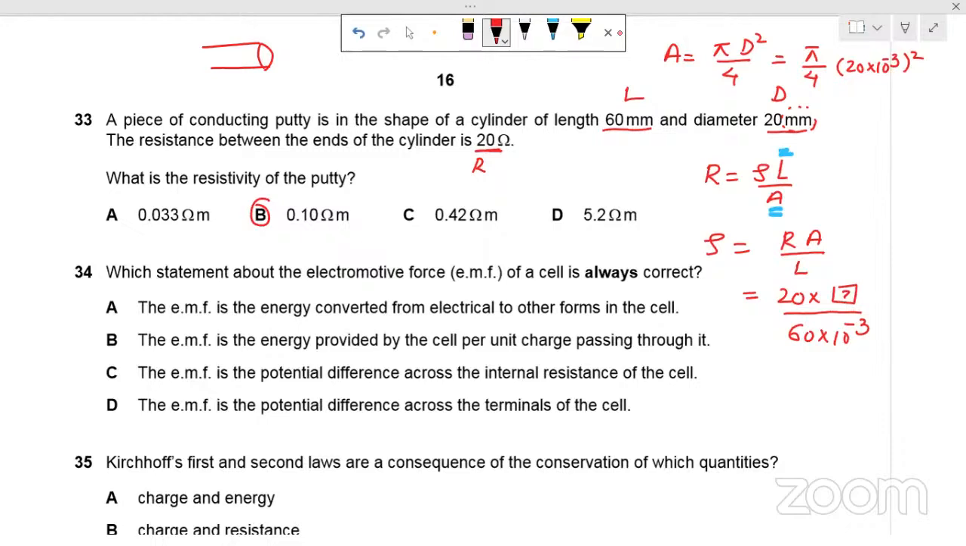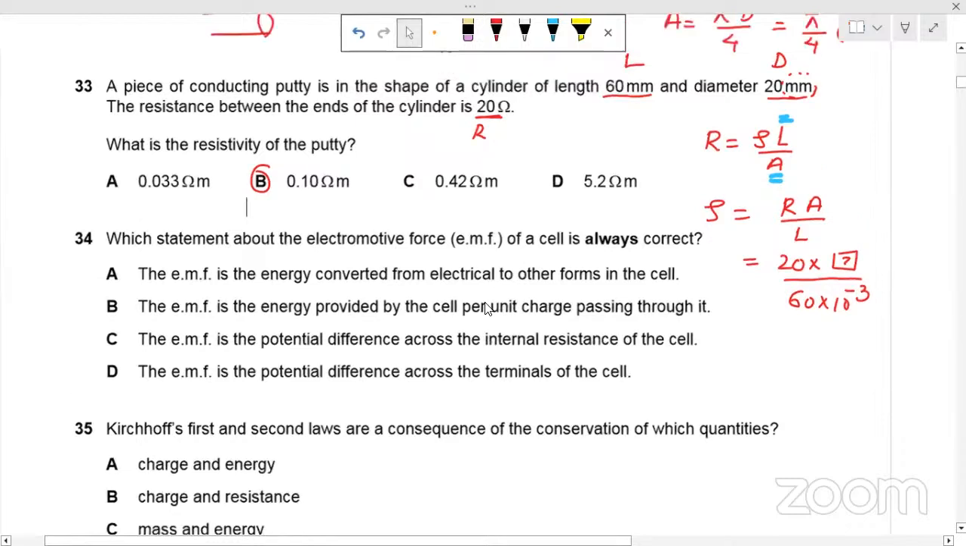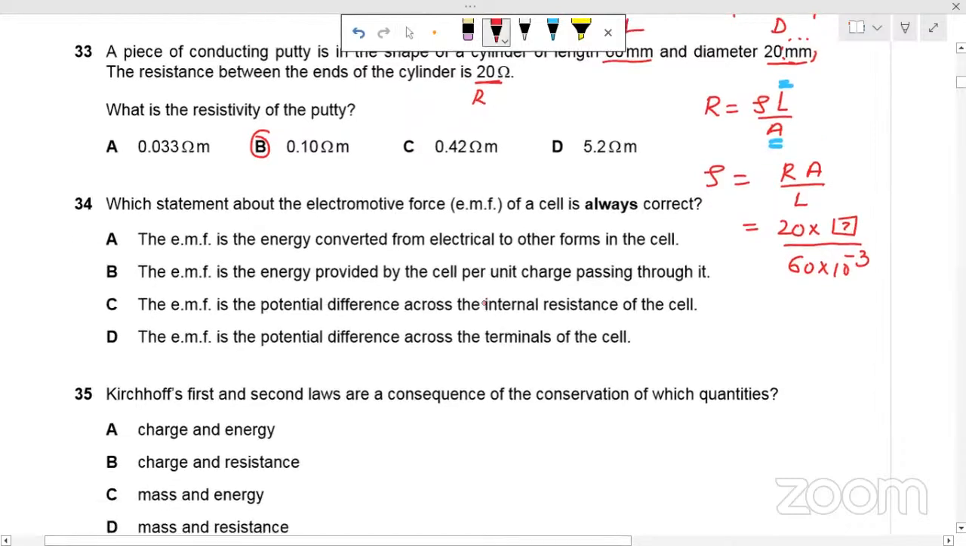Which statement about the EMF of a cell is always correct? The EMF is energy converted from electrical to other forms in the cell. You know, electrical to other forms, that is potential difference per unit charge. And EMF is energy converted from other forms to electrical per unit charge. So that's why A is incorrect.